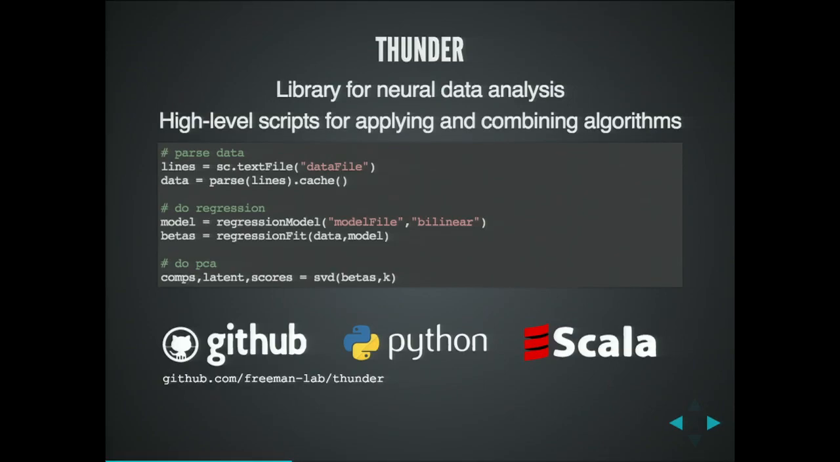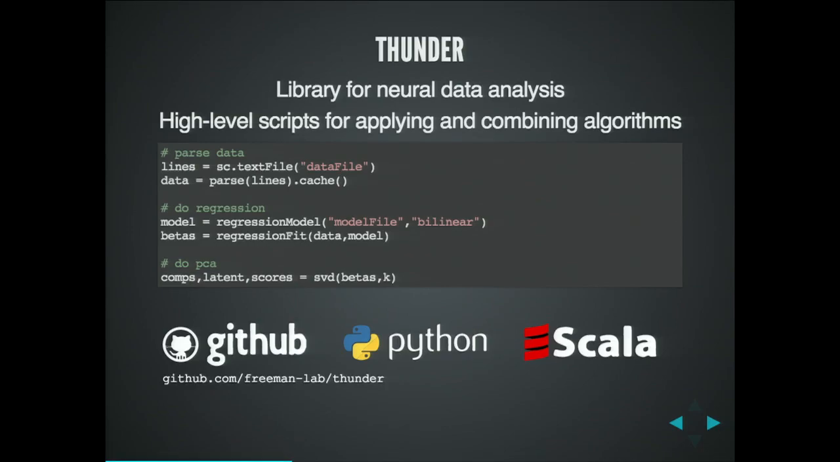A couple things to say about it. One is that we have a mix of both low-level algorithms and also more high-level analyses. And we've written very simple scripts that let us chain together different kinds of analyses. In the example I'm showing here, we can quickly parse a neural data set and then do some kind of regression analysis, and then in the next step, use the output of that to do dimensionality reduction. A lot of this library is written natively in Python because we rely a lot on the numerical routines and optimization routines of NumPy and SciPy.